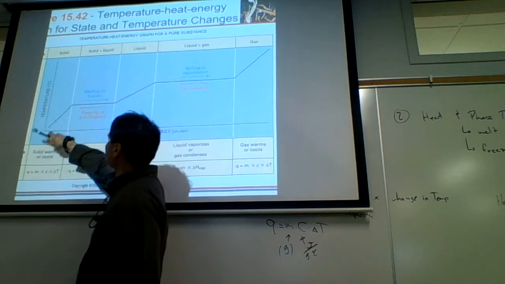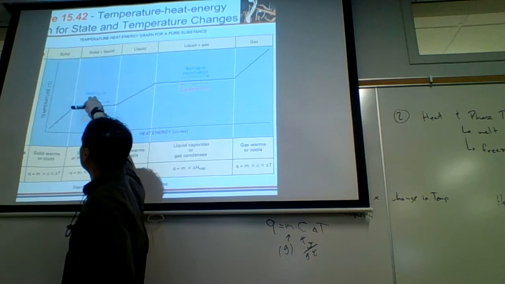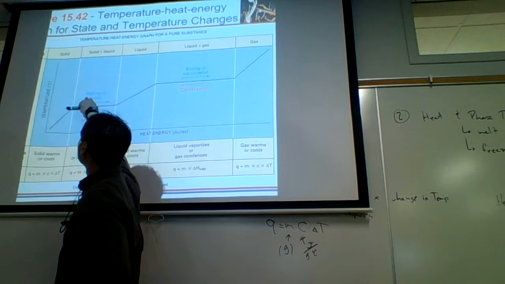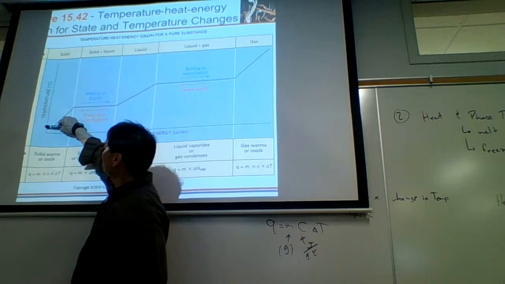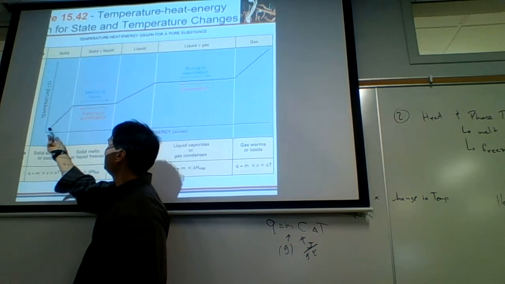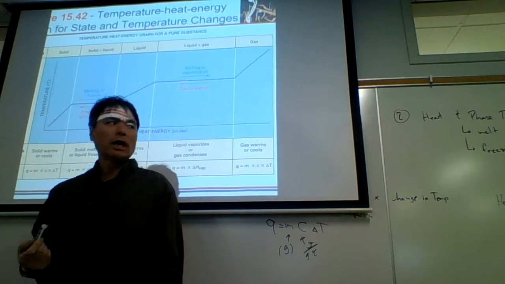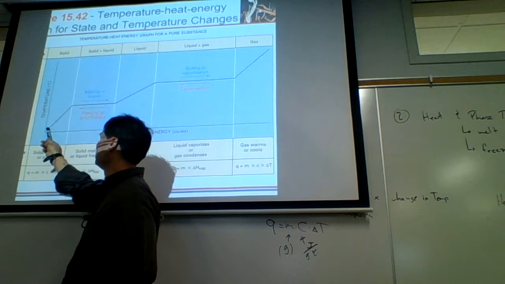Okay, if we start off with a solid, let's say the solid is below its melting point. This is the melting point for the solid here. If the solid's below the melting point, then if we add heat, this is adding heat as we go right. As we add heat, the solid warms up. And so this is like cold ice. Let's say you had ice at minus 10 degrees C.